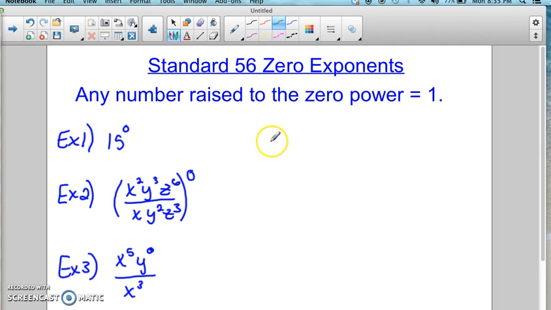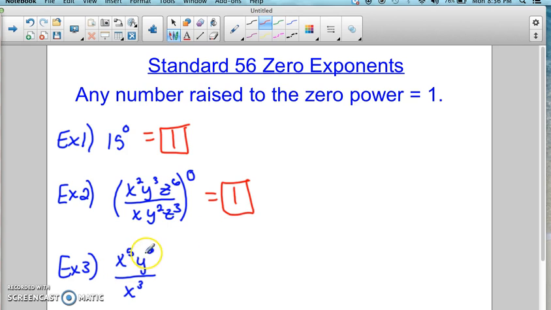All right, and the last rule is the zero exponent rule. This is a simple one. You'll love this one. Any number raised to the 0 power equals 1. So this is 15 to the 0 power, and that just means that the answer is 1. And this whole thing is being raised to the 0 power. You could simplify all of that, but it's all being raised to the 0 power, so the answer is 1.